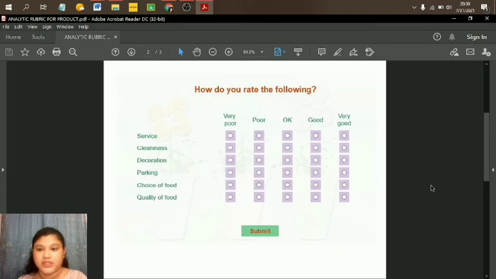Let us now proceed to the rating scale. This is an example of a rating scale which uses words to describe the degree. So how do you rate the following? The service, is it very poor, poor, okay, good, or very good? The cleanliness, same thing. Decoration, same thing. Parking, same thing. You would rate each criterion. So that's it for the rating scale.